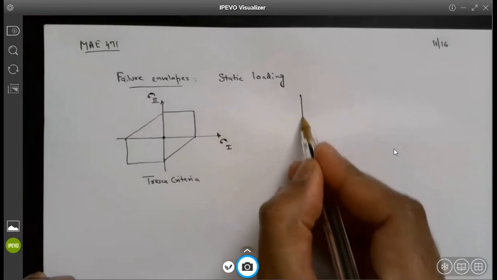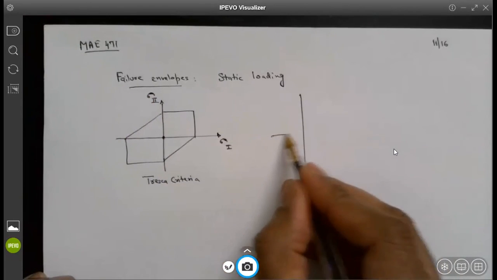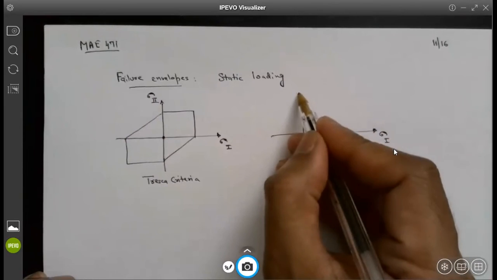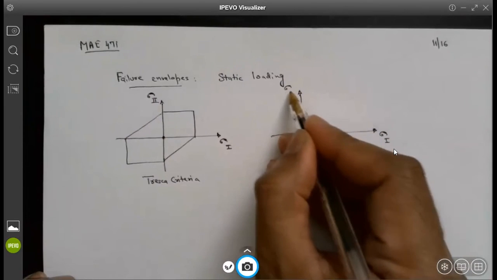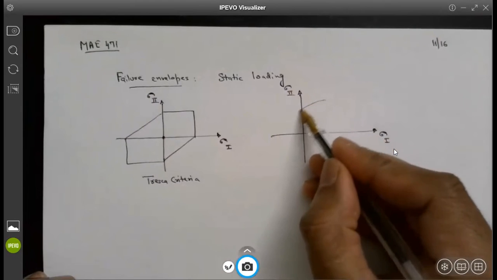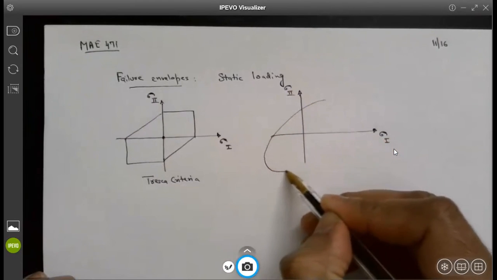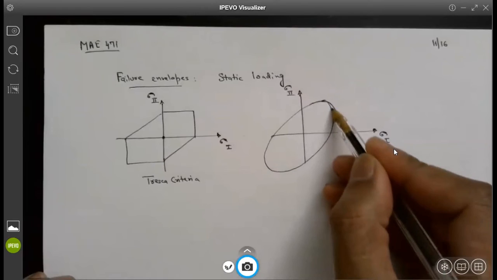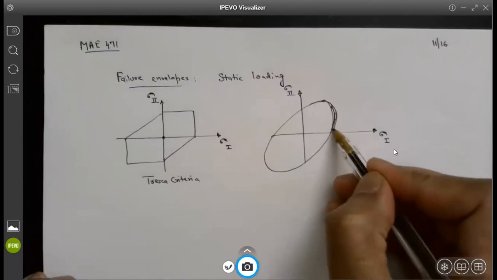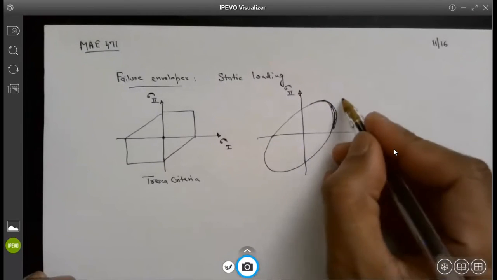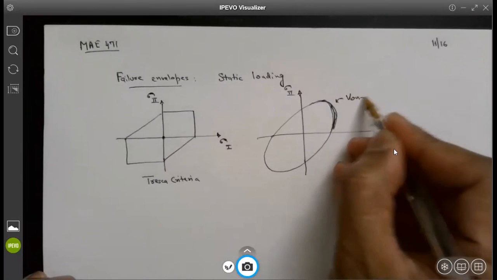And for von Mises criteria, we have the same set of axes, sigma 1 and sigma 2. These are the two principal stresses. And for von Mises criteria, it is an ellipse which is tilted. So you have this for von Mises criteria.